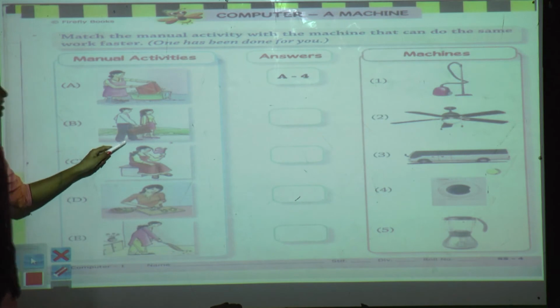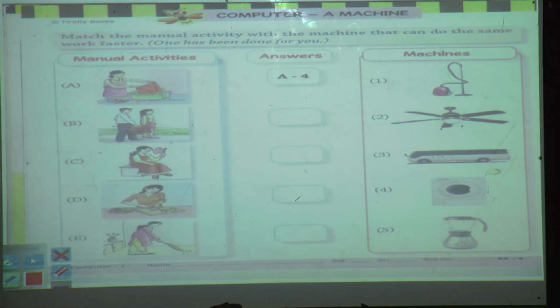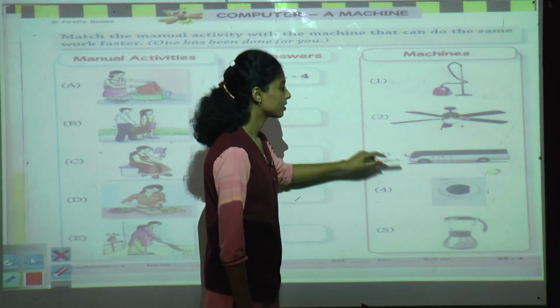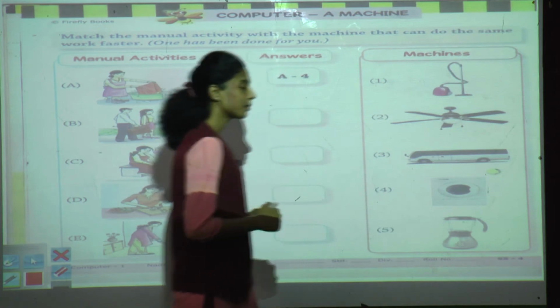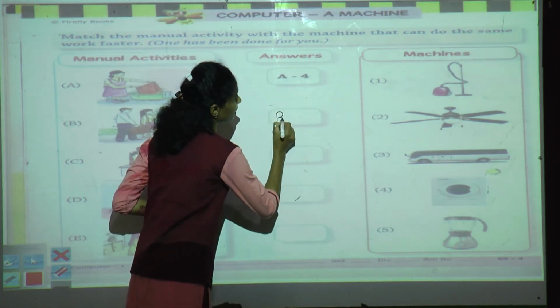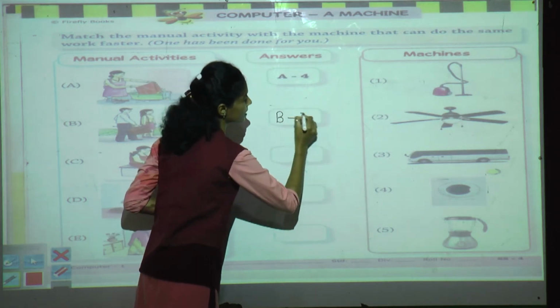Okay. Now next, what are these two doing? They are going somewhere. By using legs or by walking they can go. But which is the easiest way for going from here to there? By using a bus. Here is the B. Then what is the answer for B? Bus. What is the number of bus? 3.